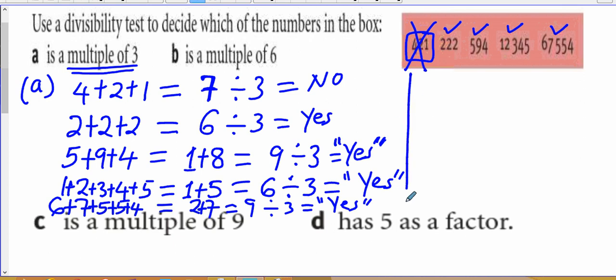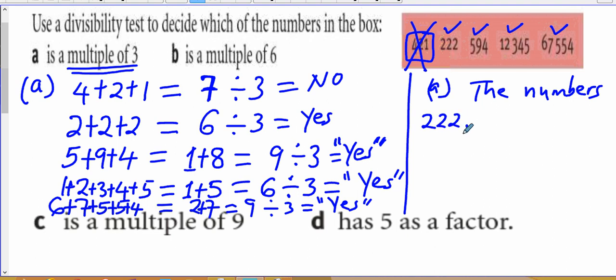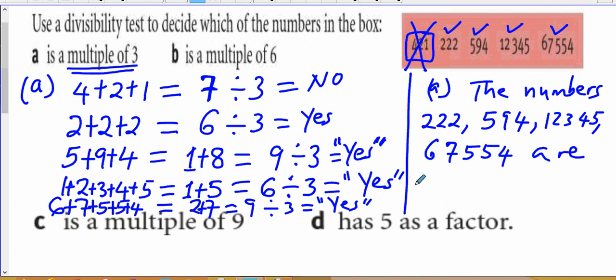Now, what is the conclusion? The question is: use a divisibility test to decide which of the numbers in the box is a multiple of 3. So to answer part A, we say the numbers 222, 594, 12,345, and 67,554 are multiples of 3. Good.